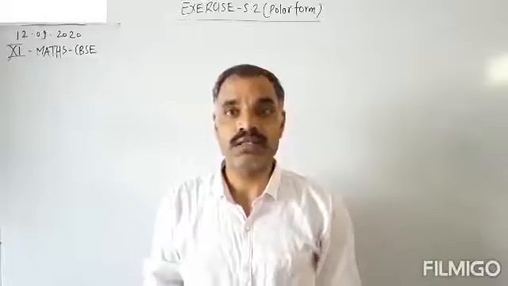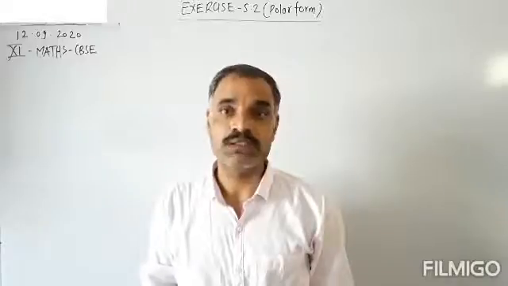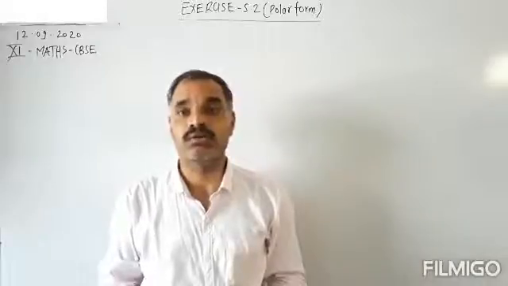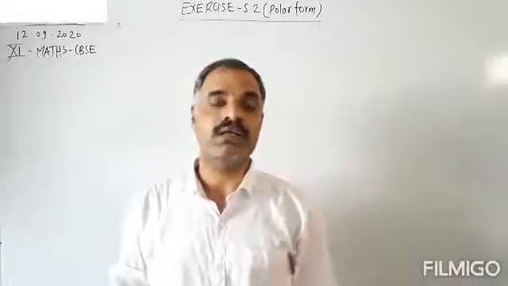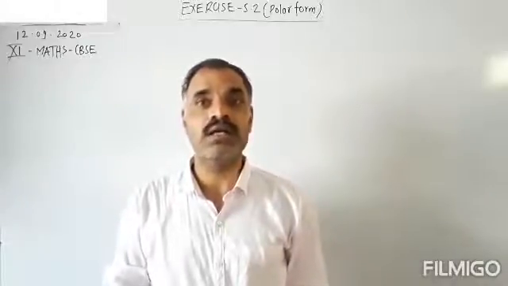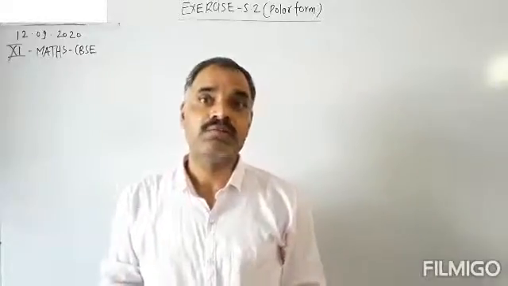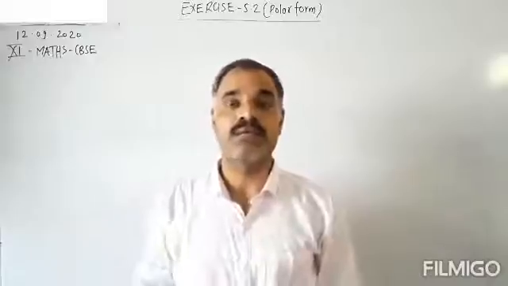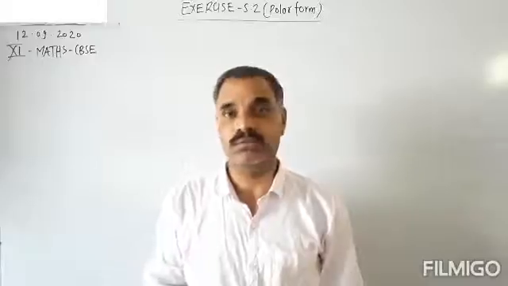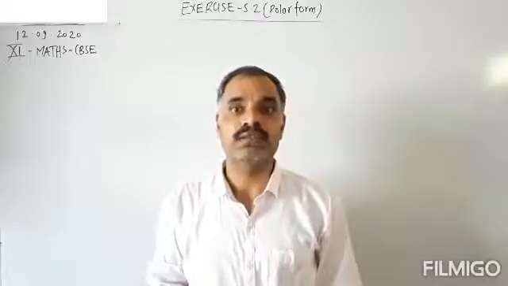Today we will solve the questions of exercise 5.2. This exercise is related to the polar representation, or changing the given complex number into polar form. We have to find the magnitude and the amplitude of the given complex number. After that we will find the polar form. Polar form is also known as trigonometrical form. So we will find the polar form or the trigonometrical form of the given complex number.